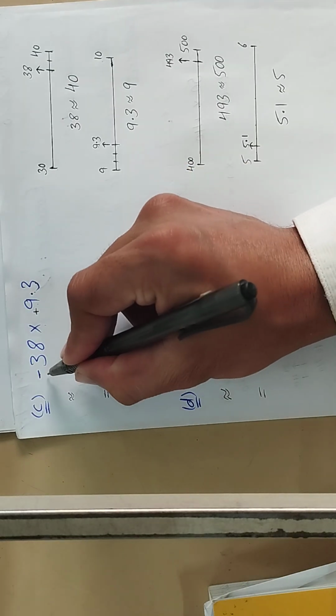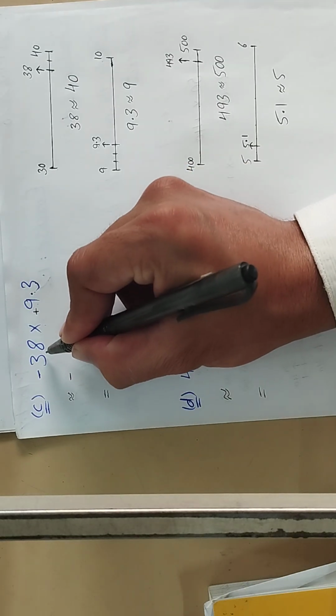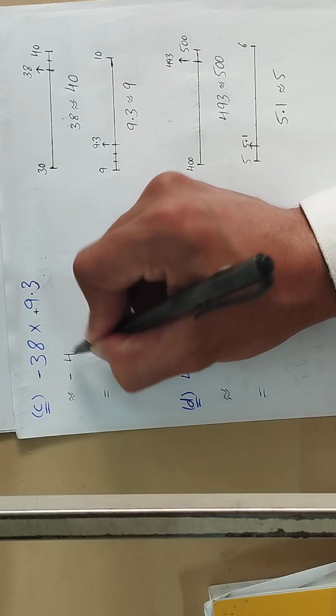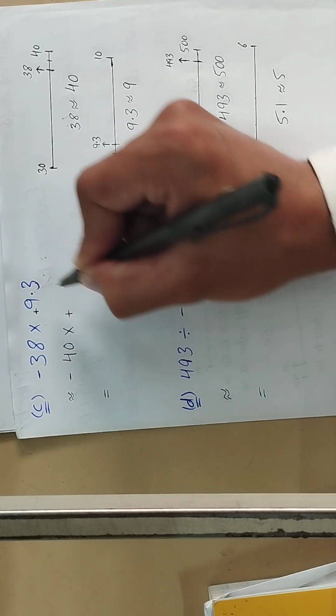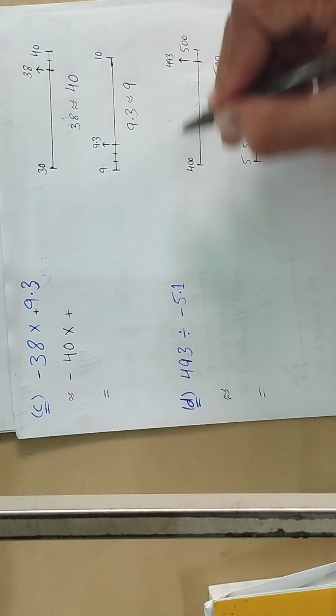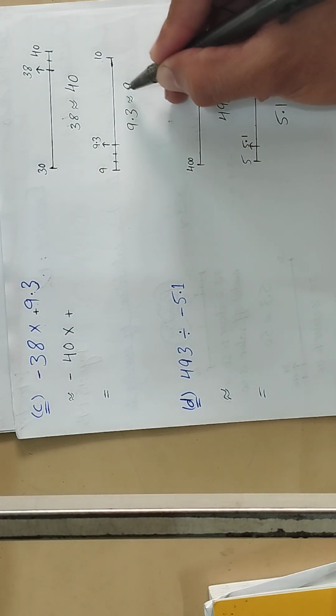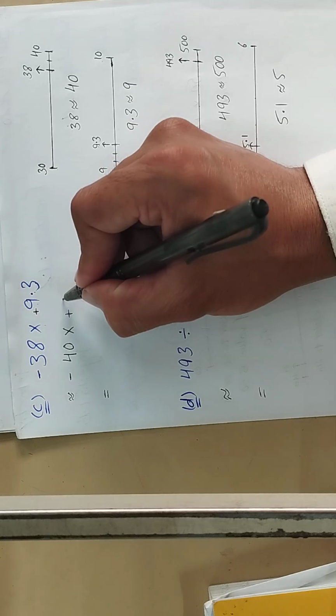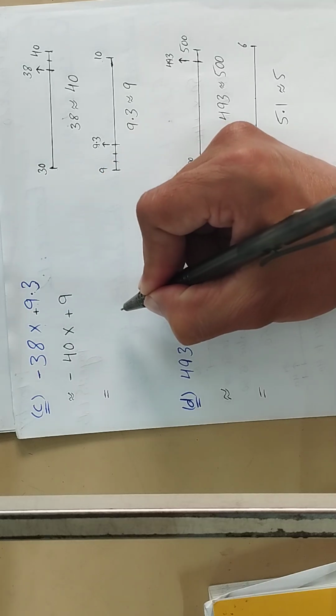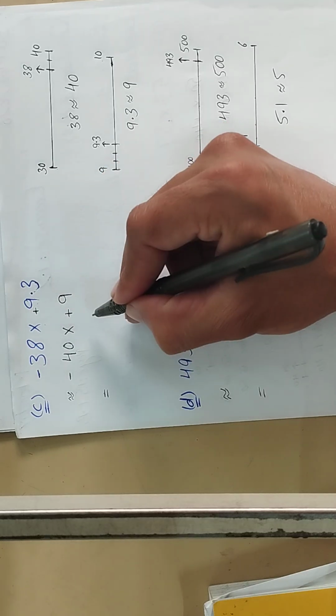Its rounded off value is this minus sign here, and then the rounded off value of 38 is 40. This multiplication sign, this plus sign, and then the rounded off value of 9.3. When we round off 9.3, we get 9 because 9.3 is closer to 9. So its rounded off value is 9. Now multiply these two numbers to get the answer.